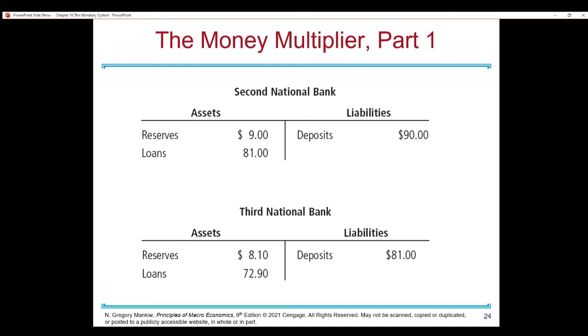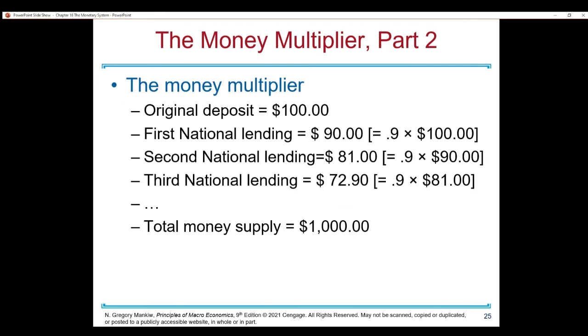So let's figure out how we get this number. Let's add up all the reserves in our example. So our first deposit was 100, and then 90, and then 81, and then 72.90. And if you do the summation and you do the math, there's a formula for it. It's going to add up to $1,000. Well, this means our money multiplier is 10. We started with 100 in our money supply, and now our total money supply is 1,000. So we multiplied our money by 10.